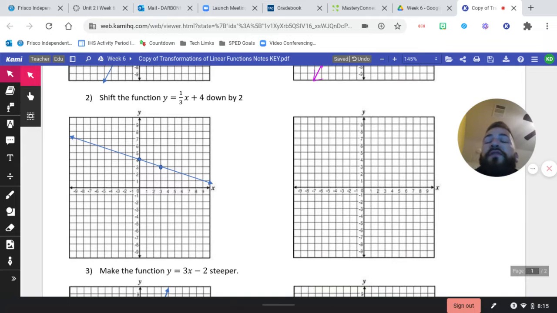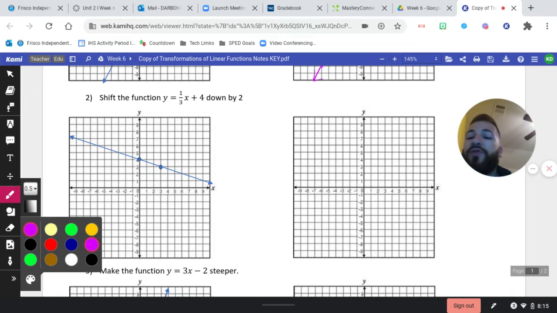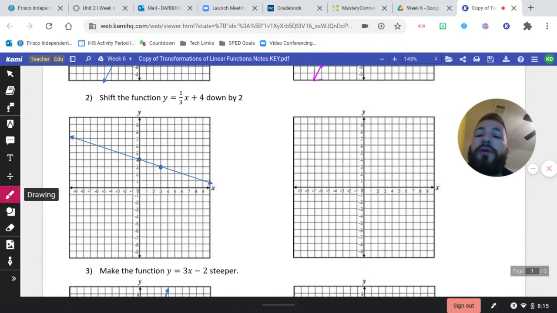For number 2, we want to shift the function y equals 1/3 x plus 4 down by 2. If shifting up meant we added to all the points in our graph, but the easiest one to work with is the y-intercept, then shifting down means we're going to subtract. My y-intercept here is 4, so my new y-intercept would be 2. Then I would still follow my same slope: up 1 and to the right by 3, again and again, and vice versa in the opposite direction.